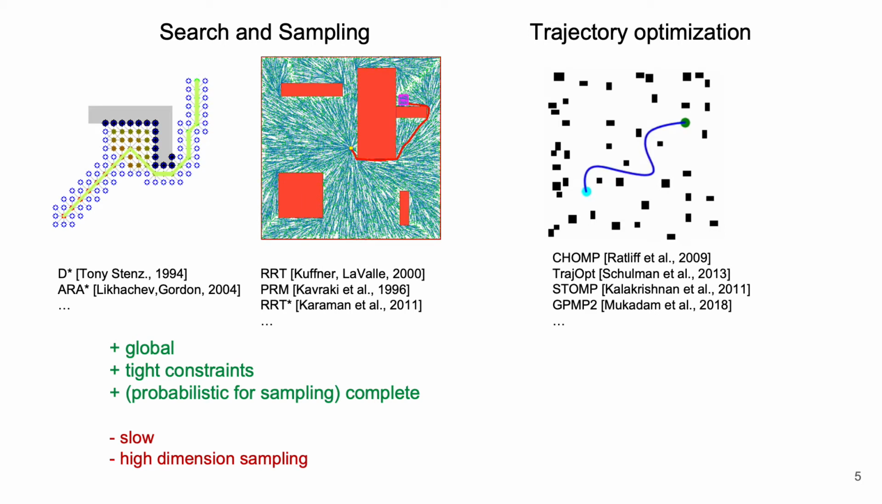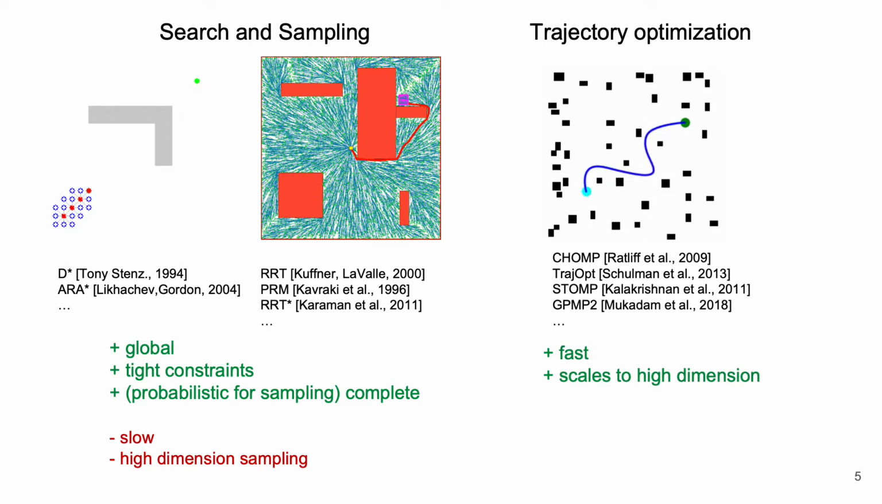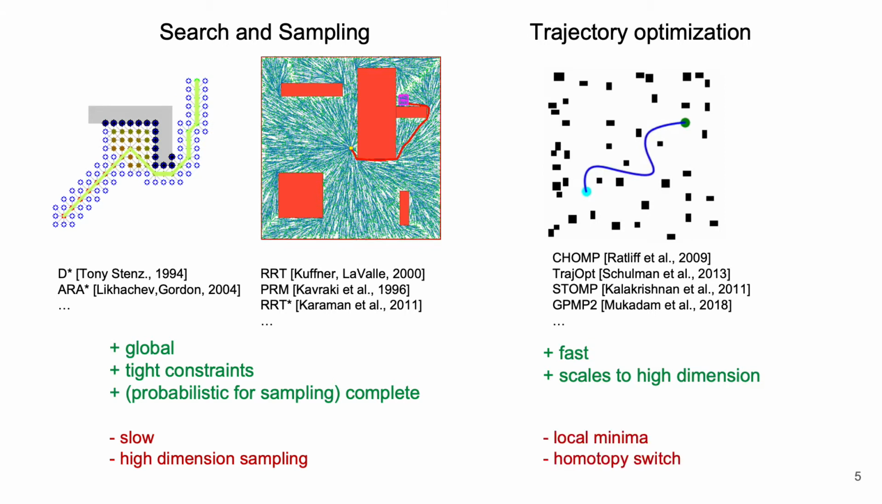On the other hand, trajectory optimization techniques are considered to be fast and can scale well to higher dimensions. However, they suffer from a complementary set of problems like getting stuck in local minima and failing to switch across different homotopies. What we need is a solution that combines the best of planning and optimization approaches to mitigate their individual pitfalls.